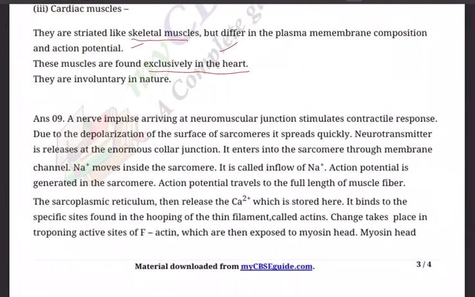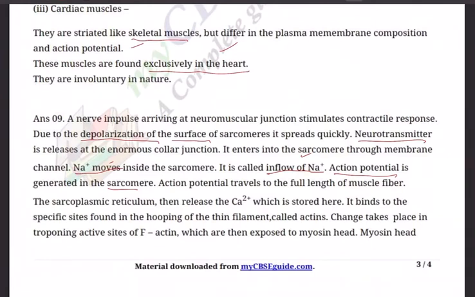A nerve impulse arriving at the neuromuscular junction stimulates a contractile response. Due to depolarization of the surface of the sarcomeres, it spreads quickly. Neurotransmitter is released at the neuromuscular junction. It enters into a sarcomere through a membrane channel. Na+ moves inside the sarcomere; it is called the inflow of Na+. Action potential is generated in the sarcomere. Action potential travels the full length of the muscle fiber.